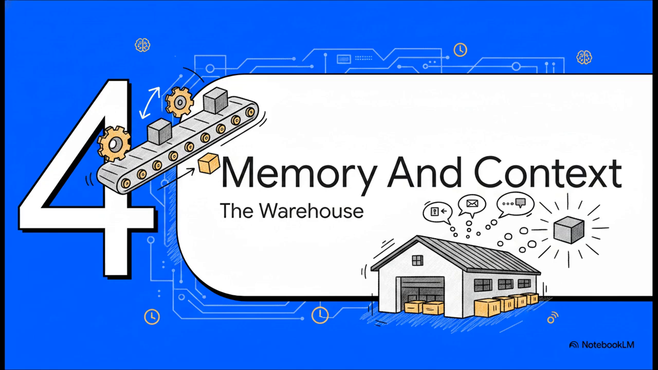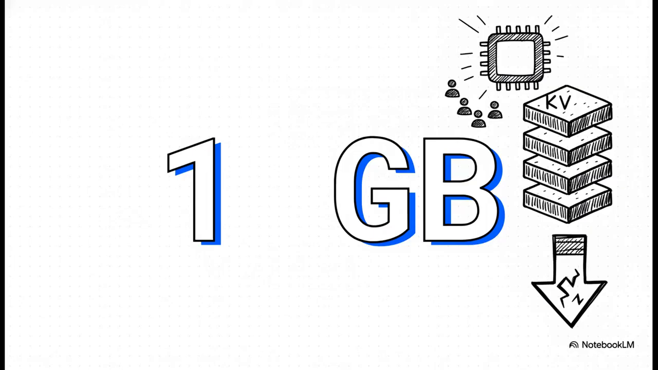Checkpoint 4. Managing memory and context, the warehouse. So when an LLM is actually generating text, it operates auto-regressively, meaning it predicts just one single token at a time. To avoid constantly recomputing the past, it stores historical data in what's called a KV cache.